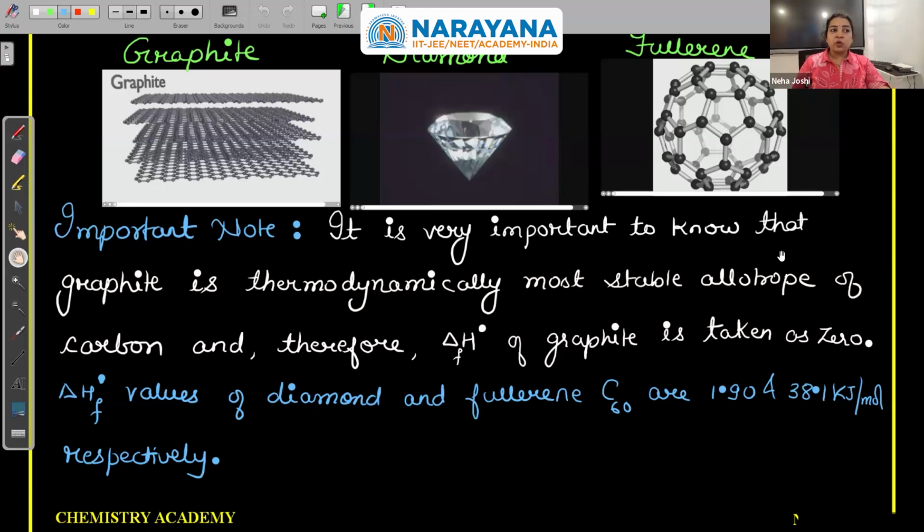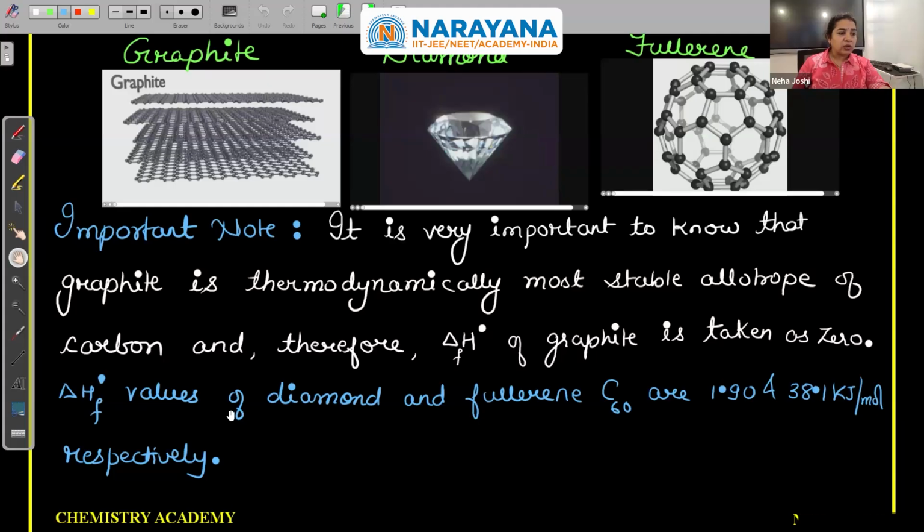It is very important to know that graphite is the thermodynamically most stable allotrope of carbon, and therefore the heat of formation of graphite is taken as 0. Because reference frame wise we take it as 0. Delta H formation of diamond and fullerene are 1.90 and 38.1 kilojoules per mole respectively. Okay, these are the usual properties that you need to know.